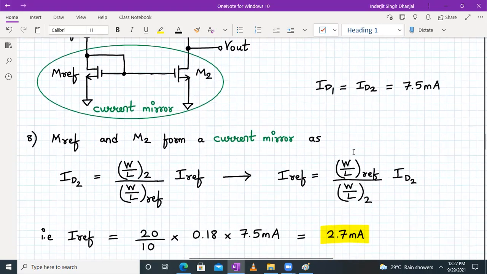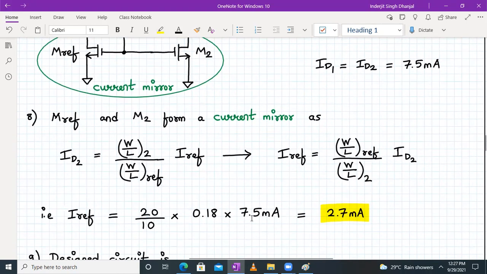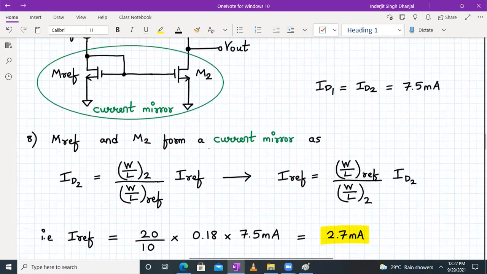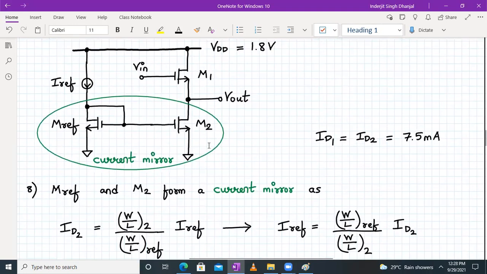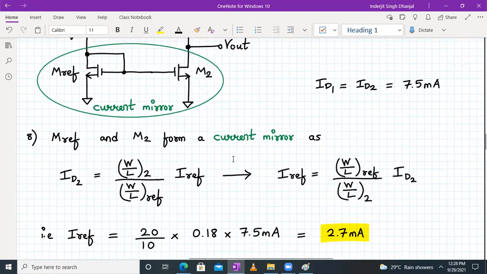So from here we can calculate the value of I reference. So I reference will be W by L of reference divided by W by L of 2 into ID2. Now we know the value of ID2, it's 7.5 milli. W by L of reference is 20, and W by L of 2 we have been given as 10 divided by 0.18. So plug in the values over here and we get the value of I reference as 2.7 milliamperes, right?